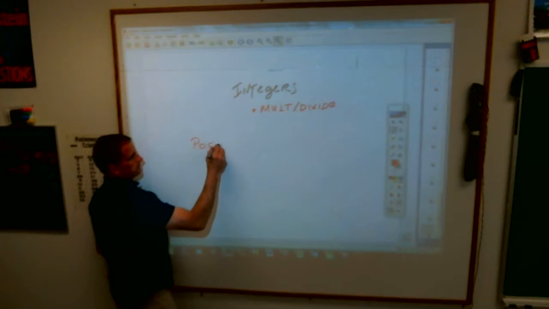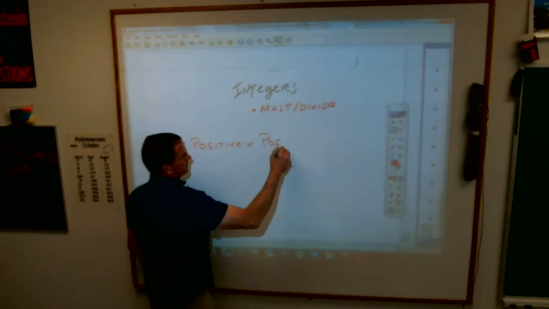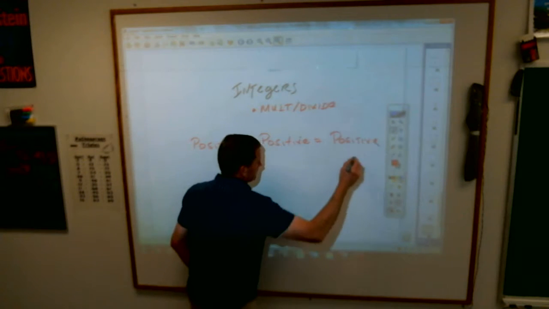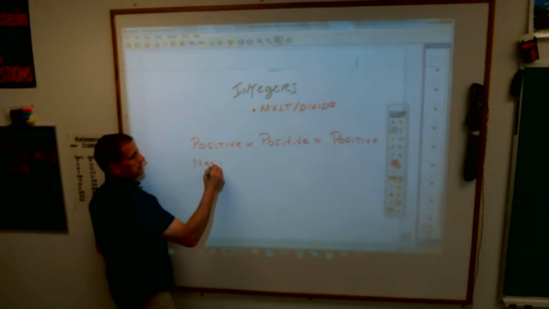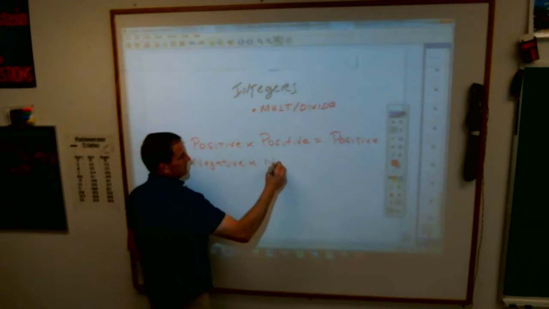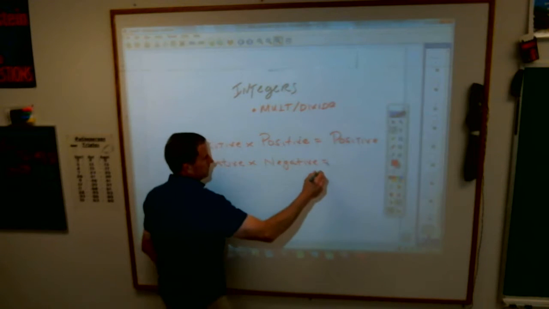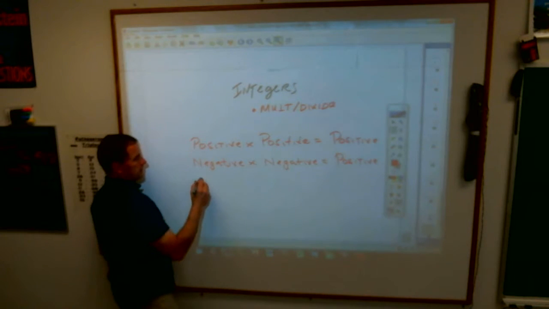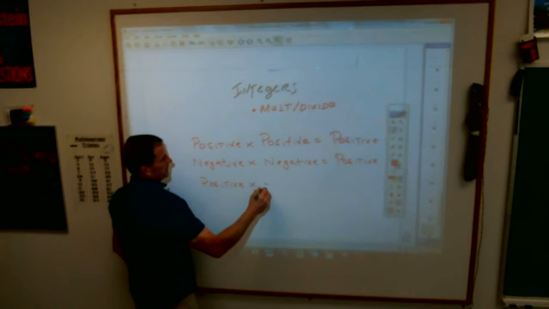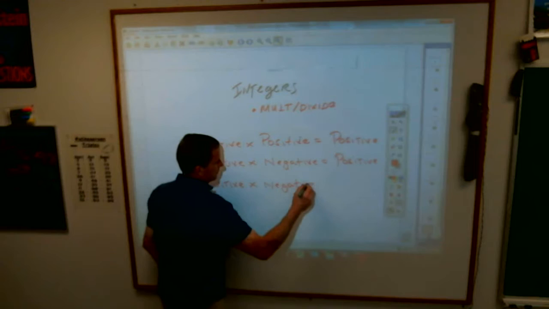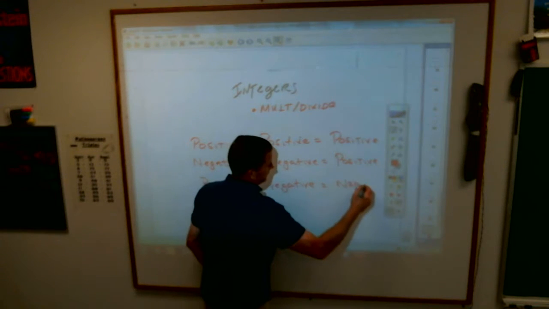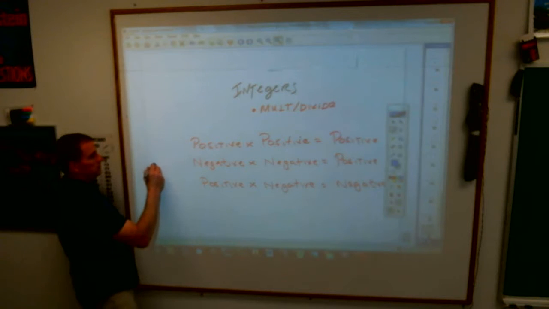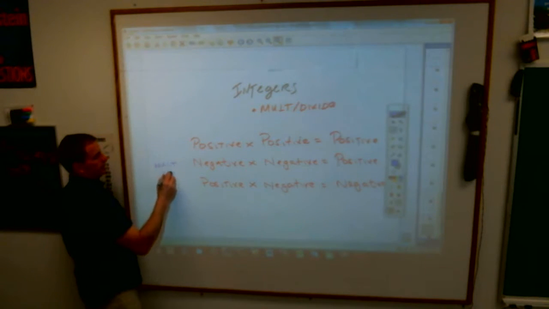A positive times a positive, which is pretty much what you've been doing all along here, equals a positive. A negative times a negative gives you a positive. And if you have a combination of a positive times a negative or a negative times a positive, because it doesn't matter the order, you always get a negative. Otherwise, you are just multiplying the numbers like normal.